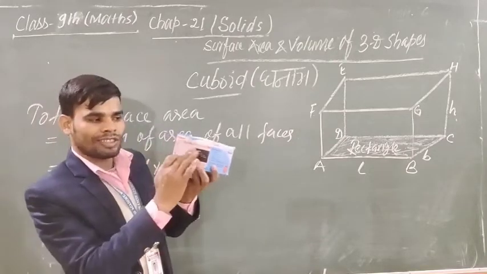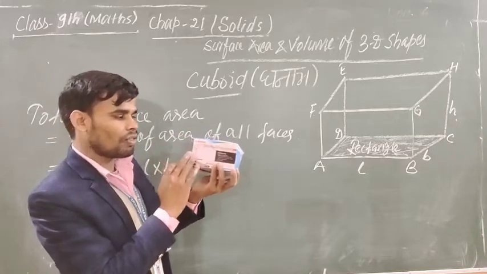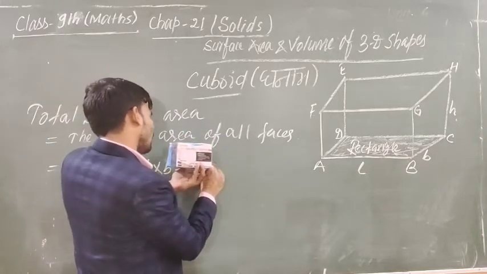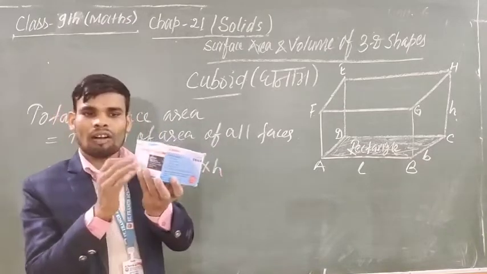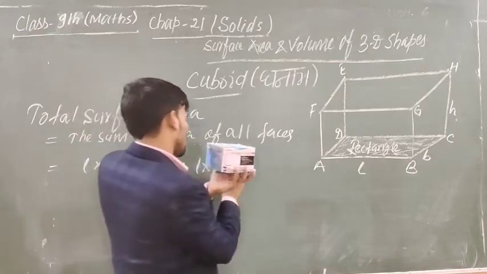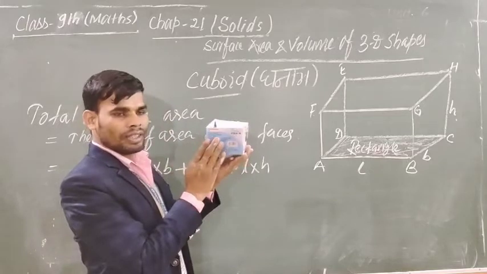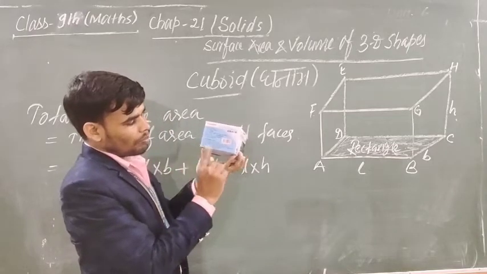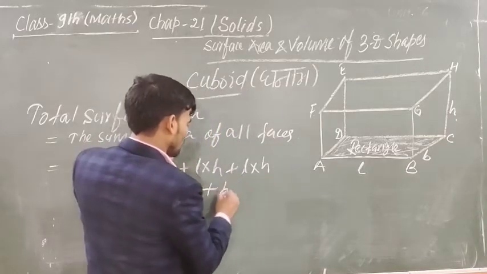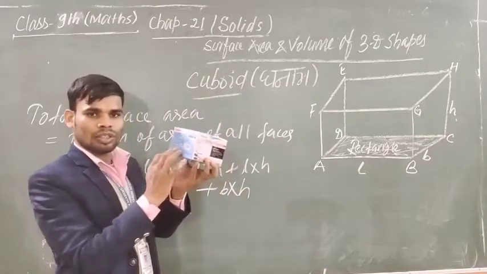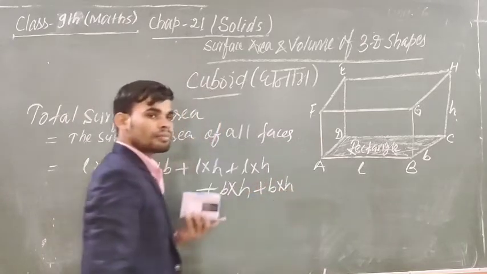Now come to area of this vertical one. This is the length and this is the height, so area of this vertical one will be equal to L into H. And area of the one opposite to this one will also be L into H, so plus L into H. After that, come to area of this one. This is the breadth and this is the height, so it will be equal to breadth into height, and area of the wall opposite to this will also be breadth into height. Got it?